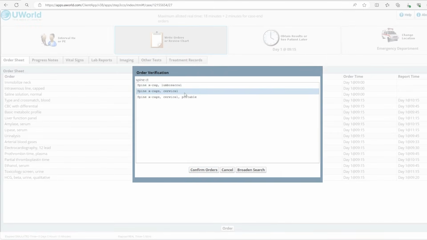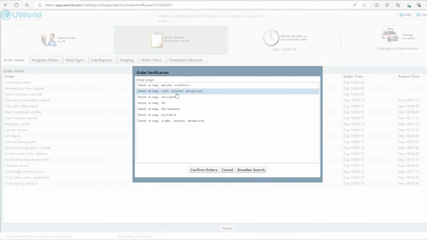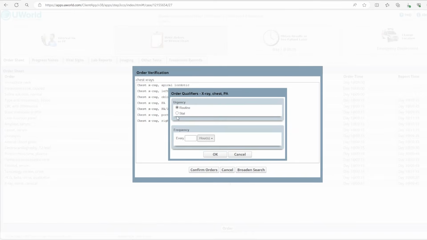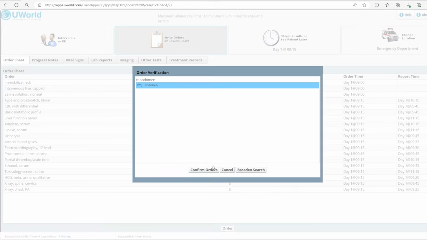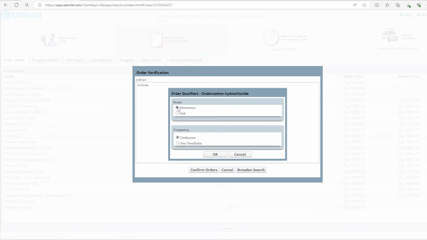the cervical spine x-rays. In practical life, you generally order CT scans to rule out spine injury in trauma cases. And the same for the chest CT, chest x-ray, we generally order CT chest, abdomen, pelvis in trauma cases where you're suspecting injury. So here, we're gonna order chest x-ray and CT abdomen, NPO. We're gonna order morphine IV, and Zofran IV as well.